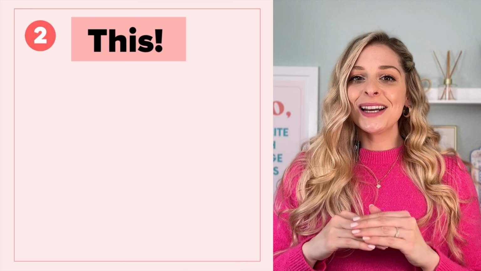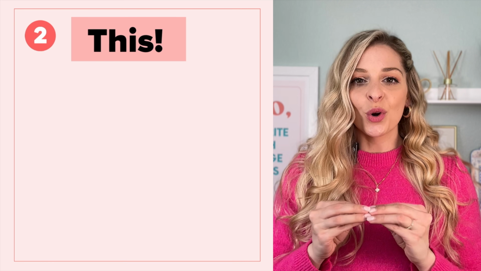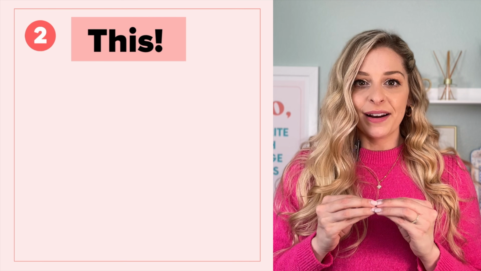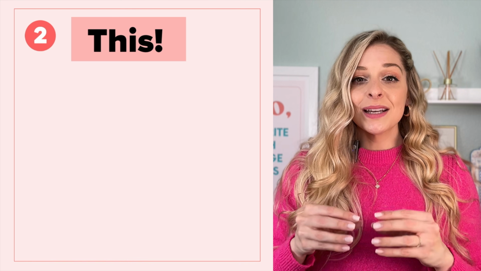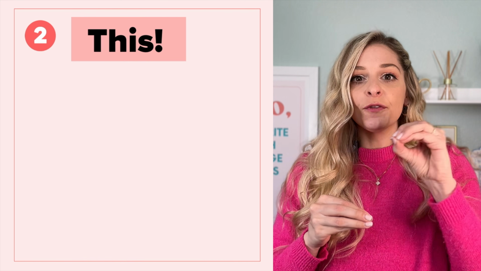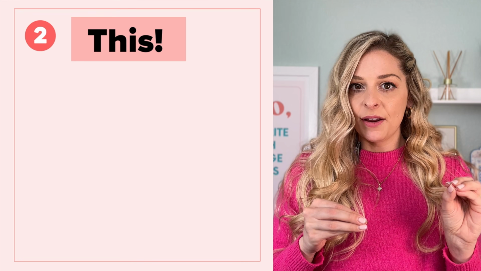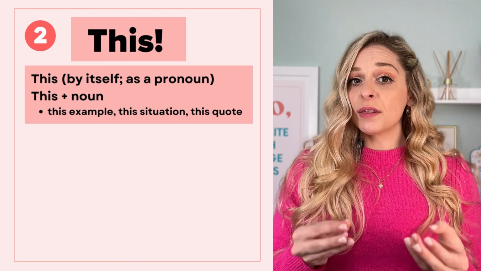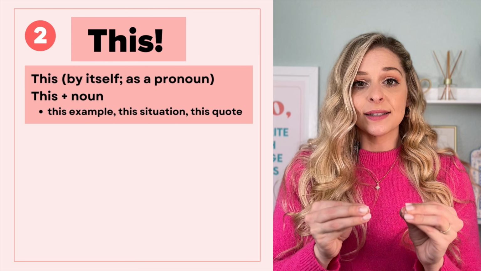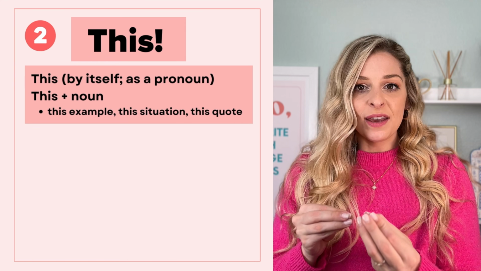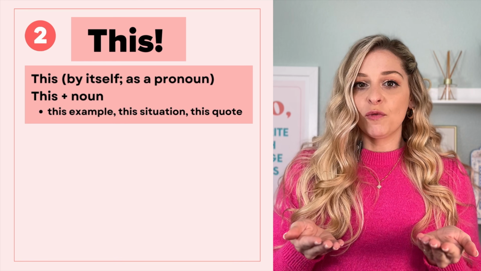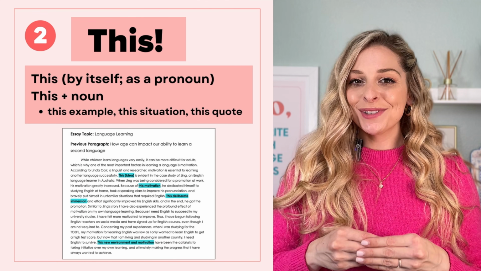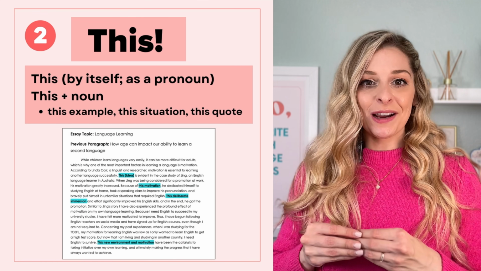To be honest, my students never use the word "this" enough in their writing. The word "this" is so great for creating cohesion because its meaning is literally to refer back to what was previously said. And you can use the word "this" as a pronoun by itself, or you can use "this" as a determiner plus a noun to refer back to what you've mentioned.